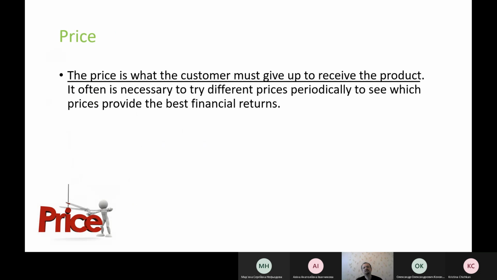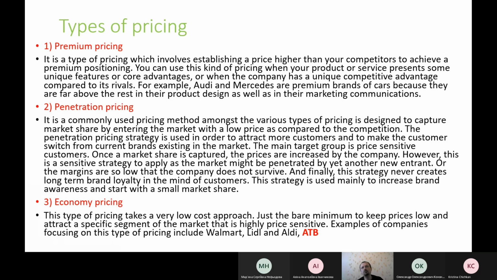The second characteristic, the second variable, which must be described in marketing analysis, is the price policy. Here is the general definition of price: the price is what the customer must give up to receive the product. So this is general, the money must be paid. And when speaking about this variable, you have to describe what the price is, the general price policy.